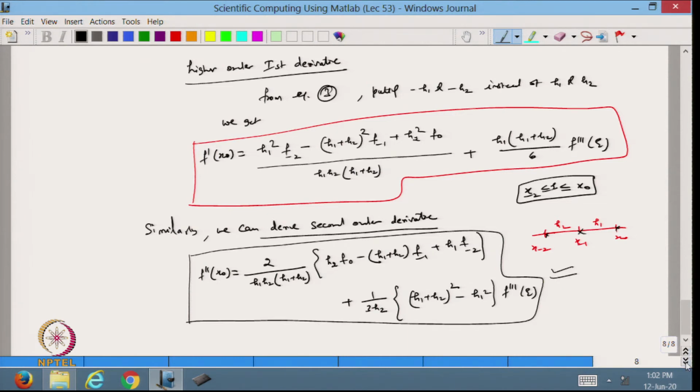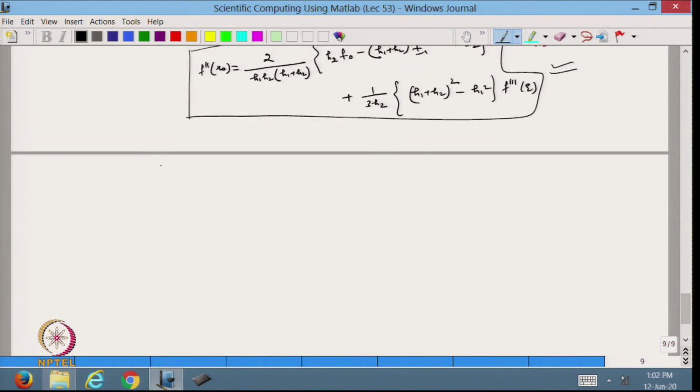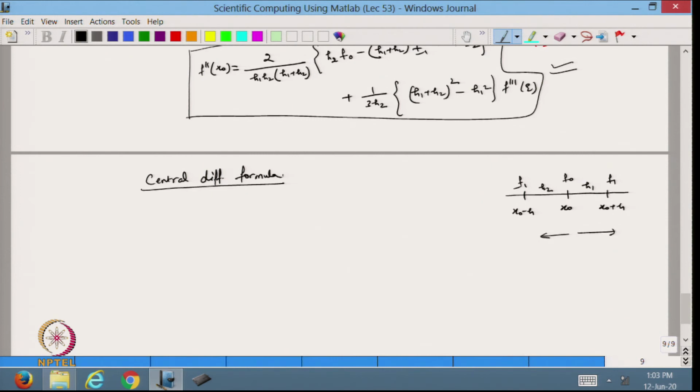Now, what will happen if I want to define the central difference formula? Till now we were heading either on the right hand side, means forward, or the backward. Now what will happen if I have x naught here, and this is my x naught plus h, and this is my x naught minus h. And I will call this h1 and this h2. So basically this is my f1, this is my f0, and this is my f-1. Now in this case I want to go forward also and backward also. So we'll go 1 point forward and 1 point backward. So that is the way we can define the central difference formula.